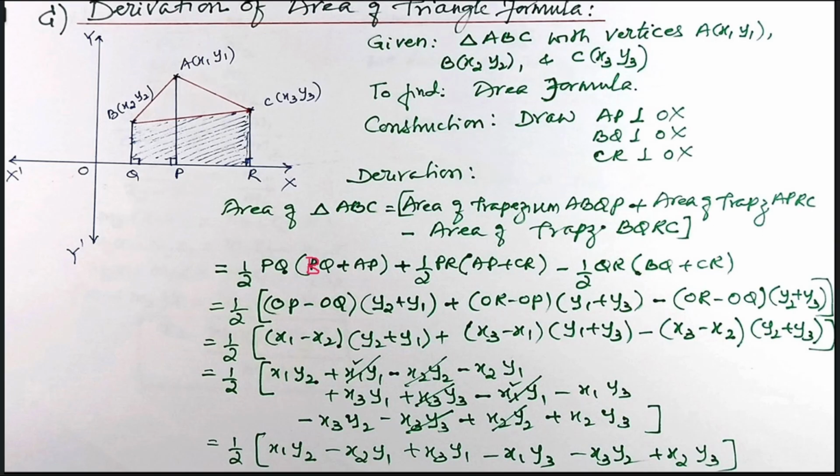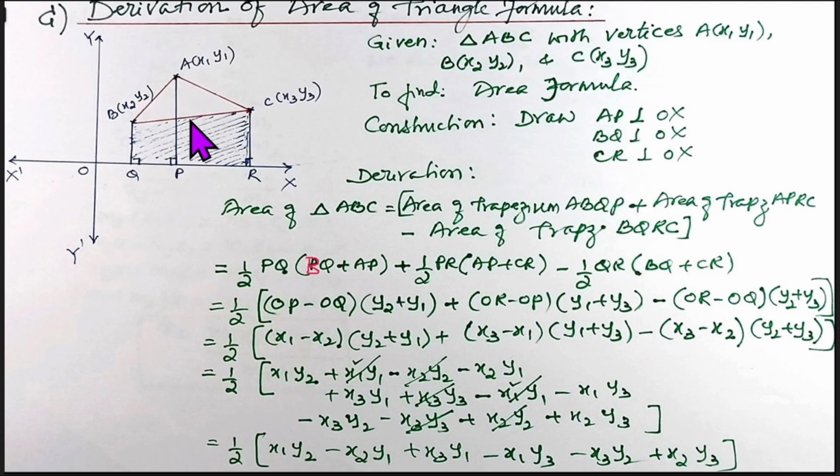Now let us learn the derivation of the area of triangle formula. Now we are given a triangle ABC. The coordinates of A are x1 y1, B is x2 y2, C is x3 y3. Now we have to find out the formula to find out the area of the triangle ABC. Now the construction is, draw BQ perpendicular to OX and AP perpendicular to OX and CR perpendicular to OX. That is what I have written here.